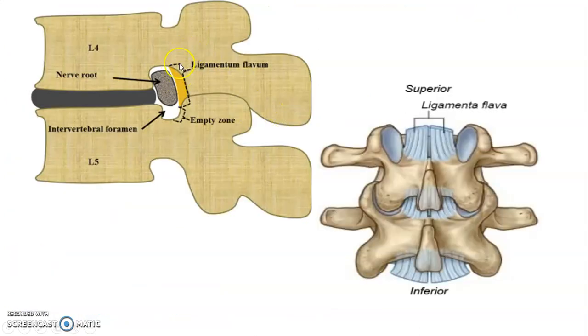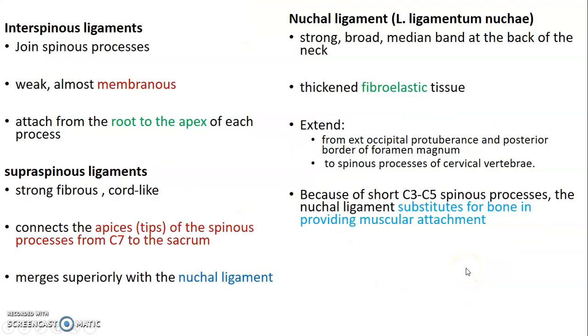So this is the ligamentum flavum uniting the lamina of two adjacent vertebrae. This is your ligamentum flavum. This is the laminae being united by ligamentum flavum. We have interspinous ligaments between two spinous processes. They are weak and membranous and attach at the root to the apex of each process. Then we also have supraspinous ligaments. These are strong and fibrous cord-like ligaments. Interspinous are actually membranous and weak. Supraspinous are strong and fibrous.